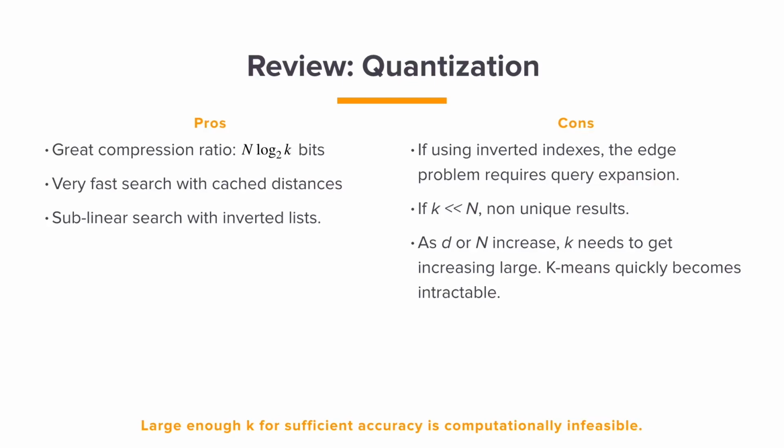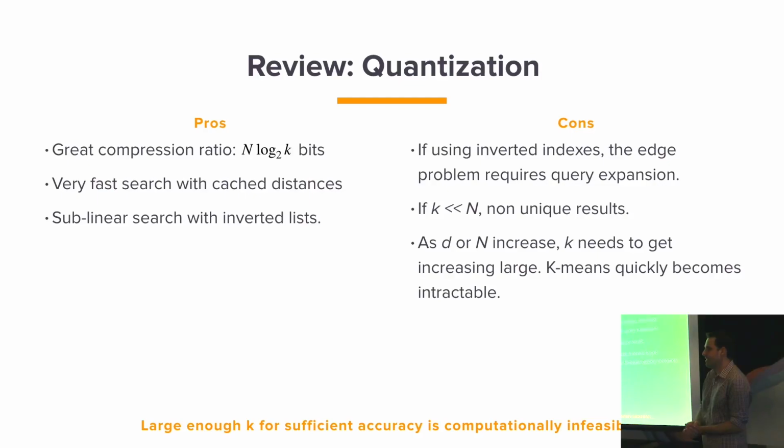We can do sublinear searches with inverted lists. But the con is, it's way too computationally expensive to do this in reality. It's a scaling problem, right? It won't work if k is significantly less than n, which we need in order to actually run k-means. We're not going to get unique results there. It's just not going to work.